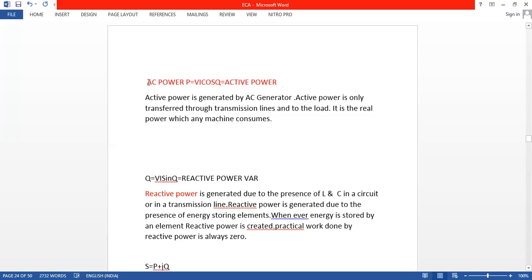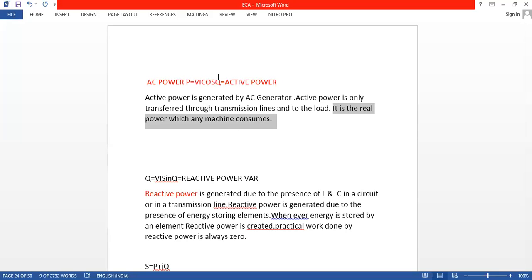But if somebody asks you, what is the formula for AC power? AC power formula is P is equal to VI cos theta. As I mentioned, cos theta is power factor. So what is the formula for AC power? All the students, P is equal to VI cos theta, which is called the active power. Active power, you see the last line, all of you? Only this is important. It is the real power which any machine consumes. Your fan takes the active power. What is the formula of active power? VI cos theta. So the power which we are getting to our house is only the active power.